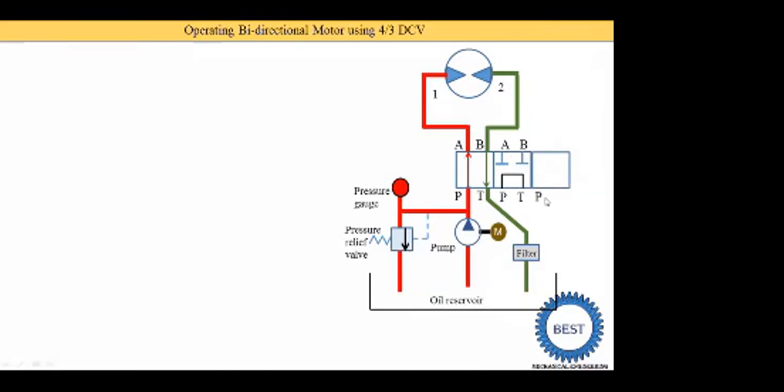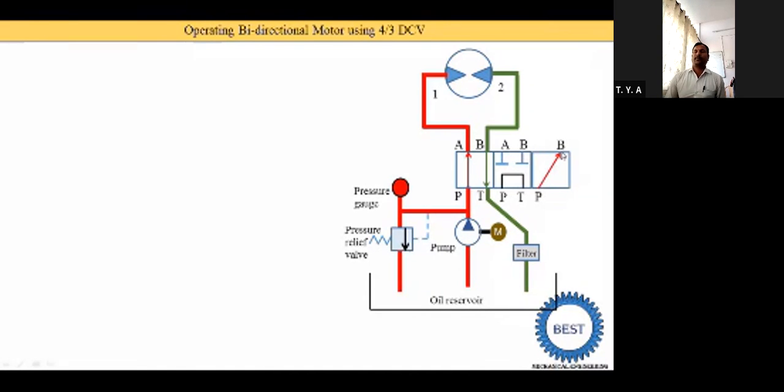In the second position, the P port is connected with the B port, so a line is drawn inclined and the arrow is in the upward direction. This is the A port and this is the T port. So here you see the green color line is drawn downward, which means oil flows from A to T, and it is operated manually, that's why here we draw the symbol of a lever. So I hope you understand the basics of bidirectional and 4x3.